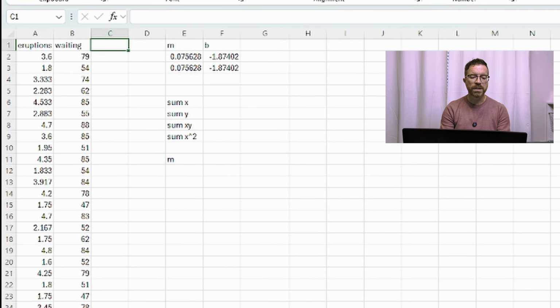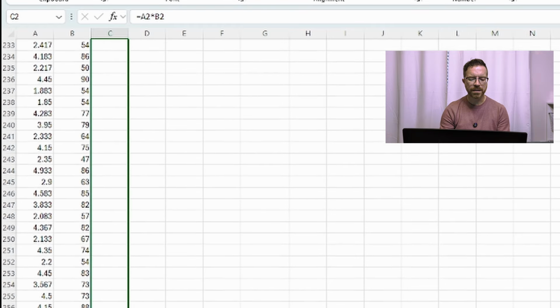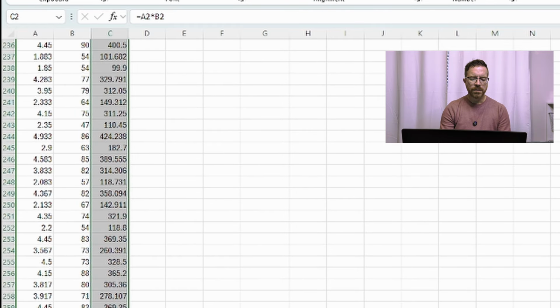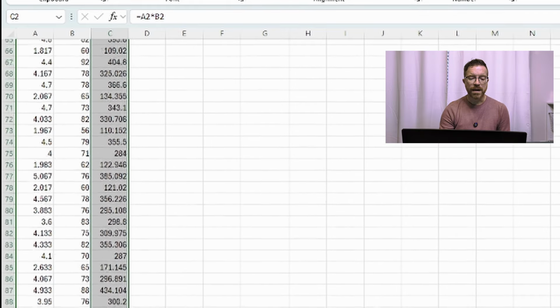So the next thing I'm going to do is create a column called xy, where it is just going to be equal to, and I'm going to take my first value, in this case my y value, so A2 times my x value. Plug this in, and we will get x times y. I'm then going to go to the bottom right corner and drag this to get all of the x times y values.